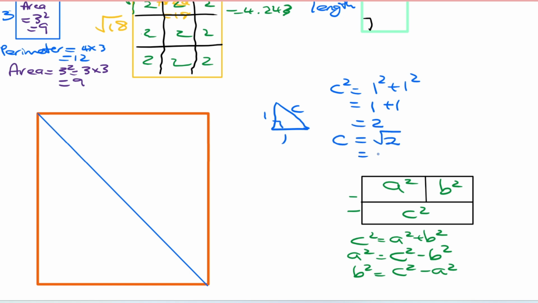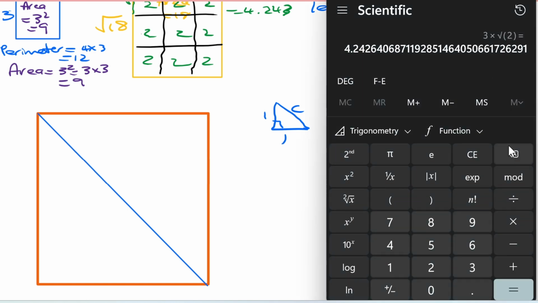And the square root of 2, if you remember from the calculator, I'll just bring it up just to show you. Right, the square root of 2, clear that. The square root of 2 is 1.414.